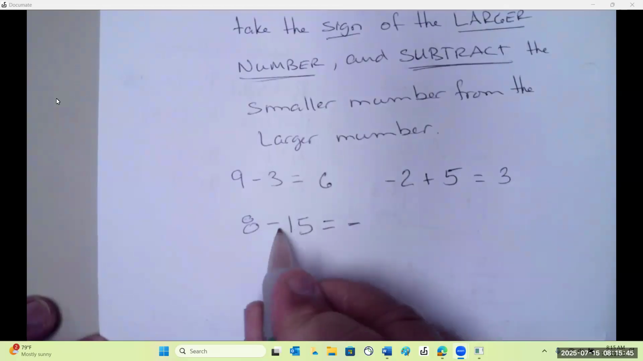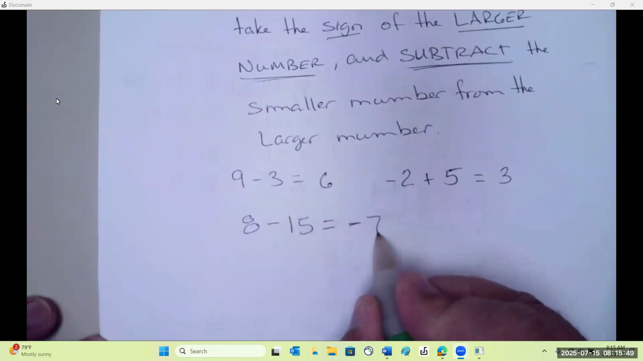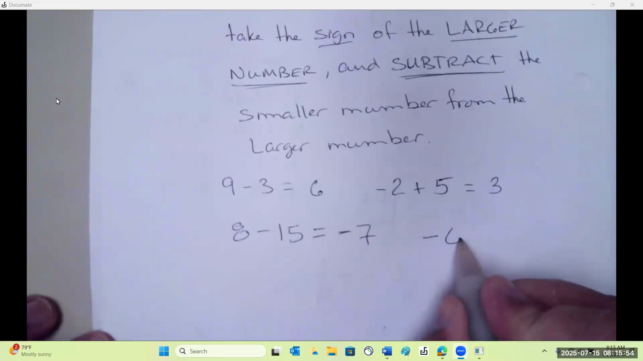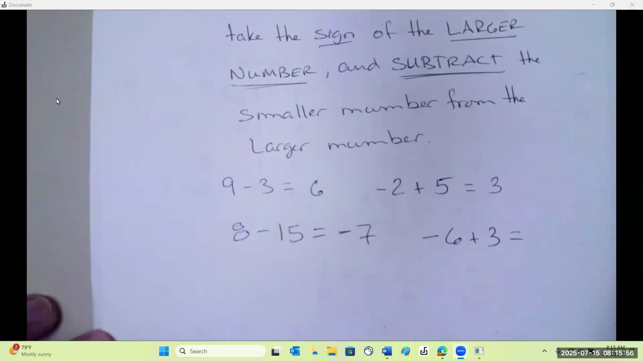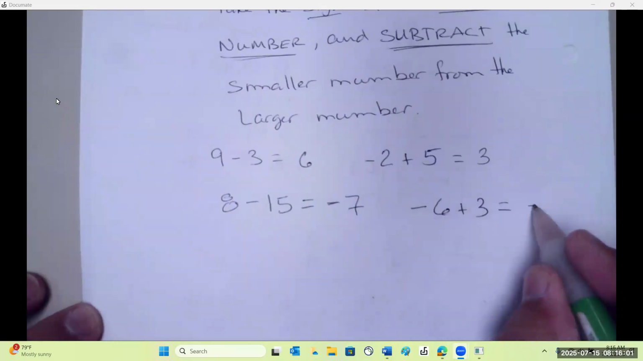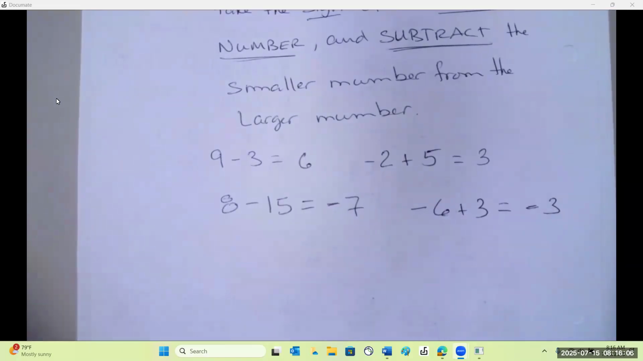Negative 7. 15 is bigger than 8. It's negative, so the answer is negative. 15 minus 8 is 7. Negative 6 plus 3. 6 is bigger, so it's negative 6 minus 3. What I'm showing you here is to remove that large possibility of mistake. Treat the signs and the numbers separately.